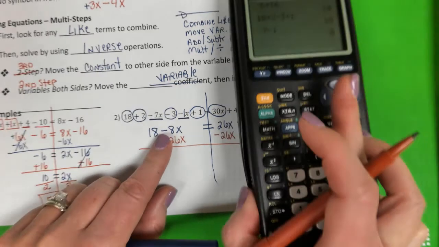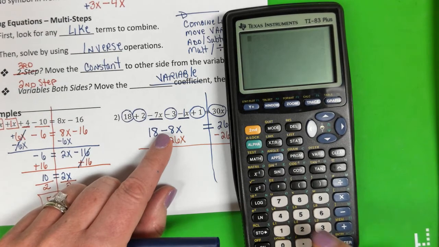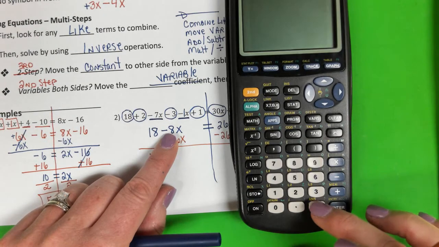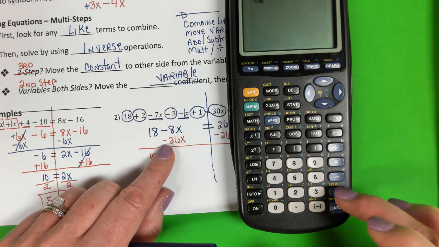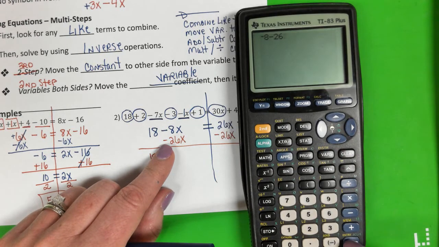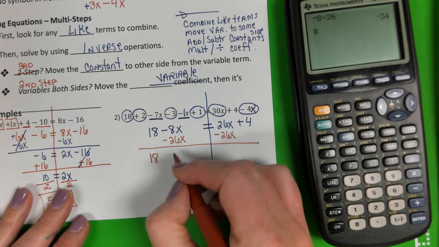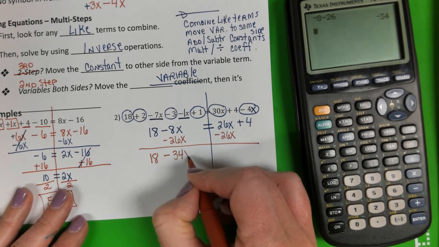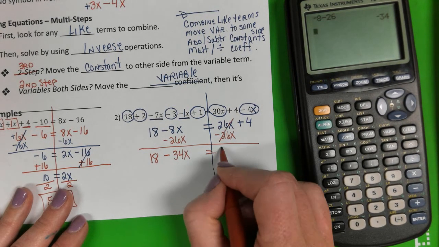Now be really careful. Again, pick up your calculator. Negative 8, so negative 8 minus 26. Okay, make sure we're using that correctly. Negative 34. So negative 34x equals, cancels out, and I get 4.